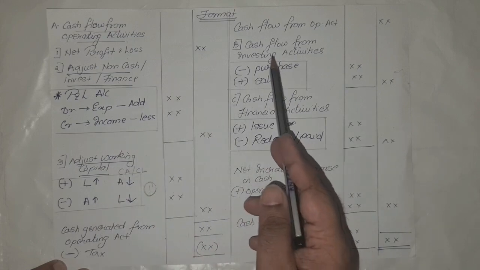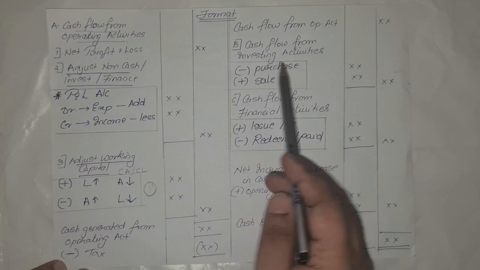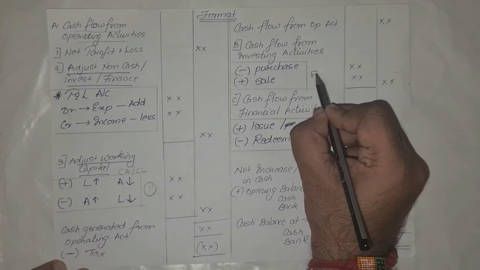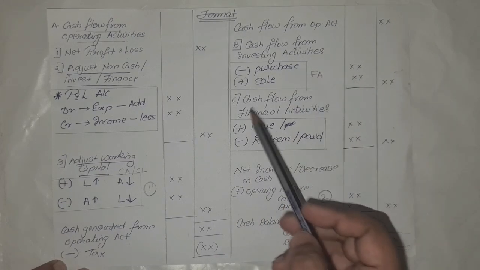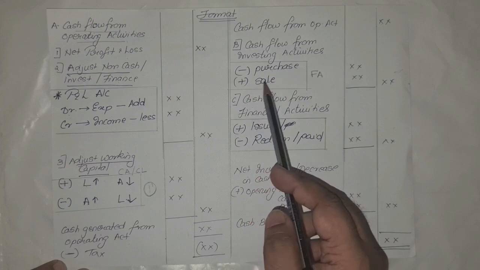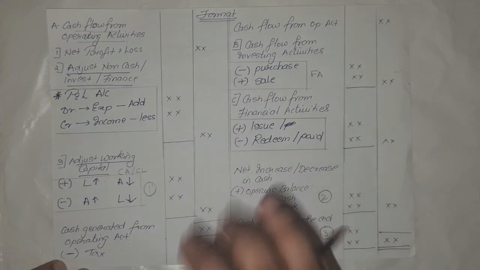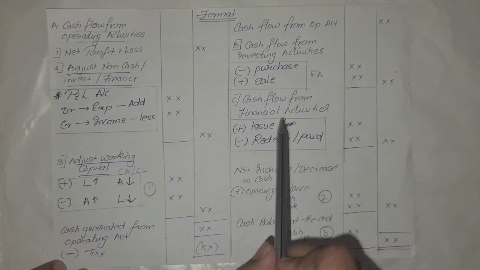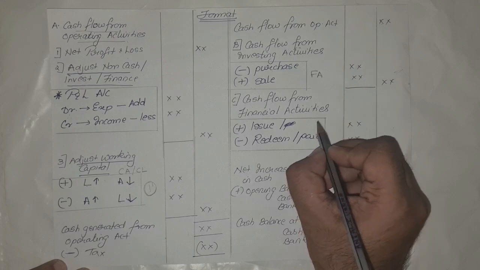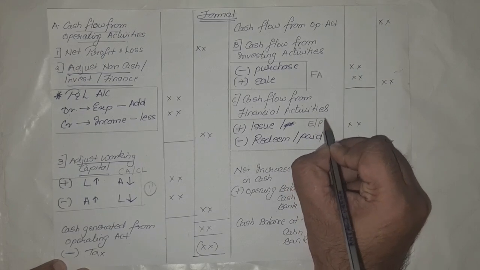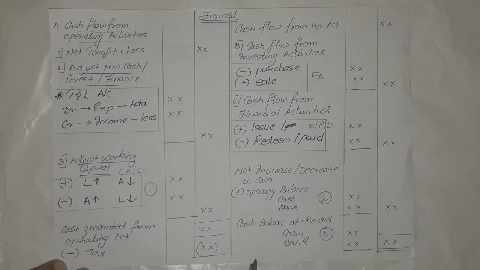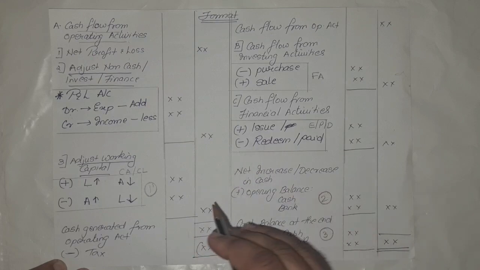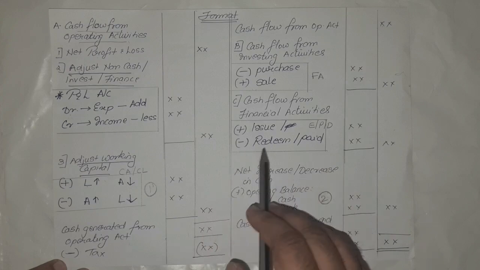Under cash flow from investing activity, remember we only talk about fixed assets. If you're purchasing any asset, we less. If you sell any asset, we will add. Remember, cash flow is only dealing with cash items. So money going out will be less, money coming in will be add. Similarly, financing activities are related to your equity shares, your preference shares, and your debentures. Whenever you issue them, money is coming in, so we add. Whenever you're redeeming them or paying anything to them, money is going out, we will less them.